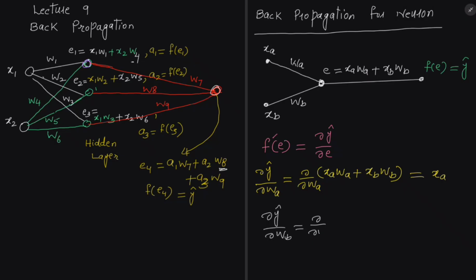Partial y hat by partial WB will be equal to XA WA plus XB WB, and that will be XB. Okay. This was what we required for our future calculations. So we defined f dash, which is just a derivative of y hat with respect to E. Then we defined y hat with respect to WA and with respect to WB. Okay.